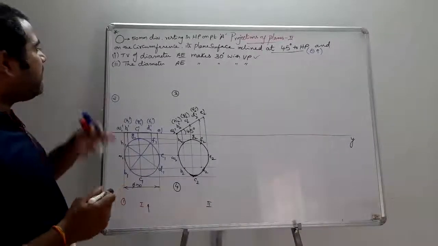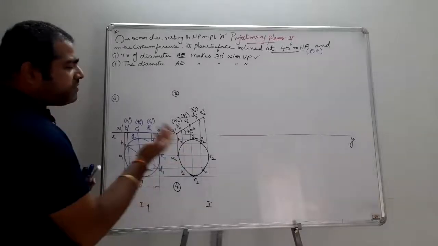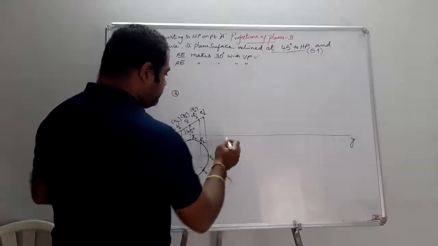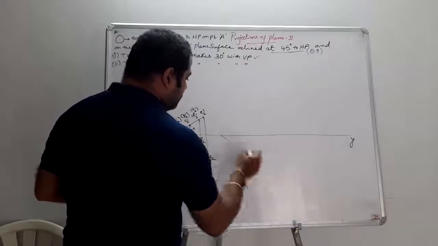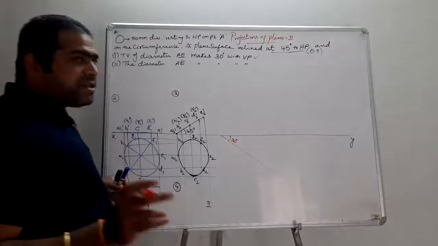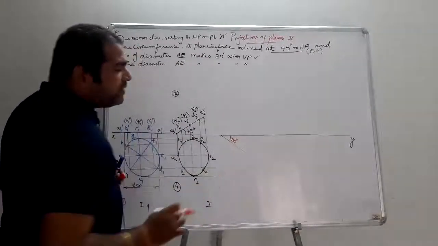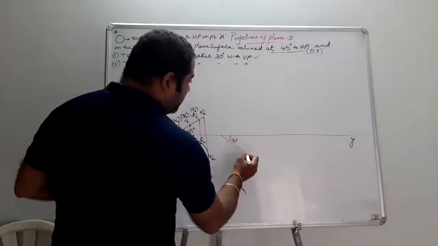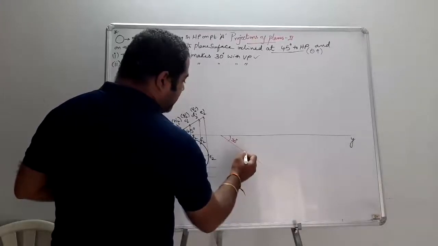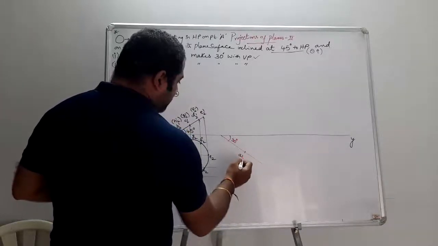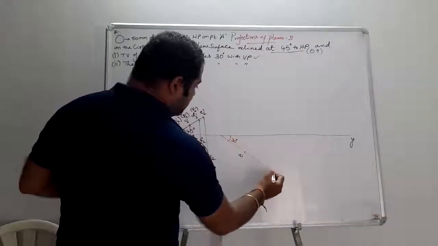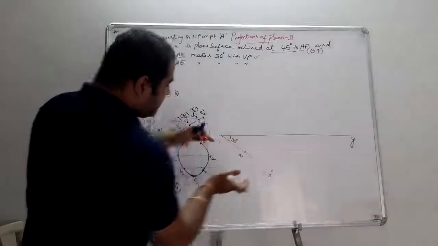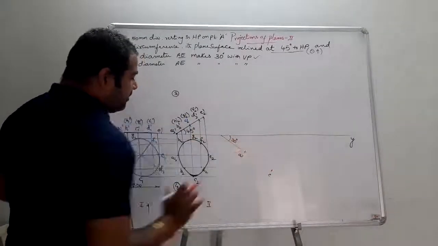Okay? So the top view of the diameter AE makes 30 degrees to VP, which means the top view which we obtained is here. So I just draw a line of 30 degrees, in such a way that the diameter AE is on this 30 degrees line. So I place my A, and this is E. Okay. So I constructed it in this manner such that AE is here.